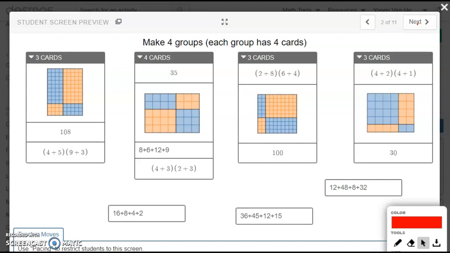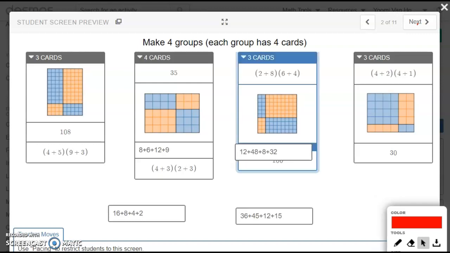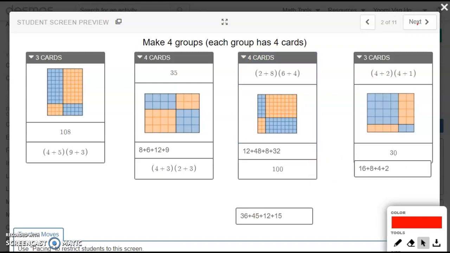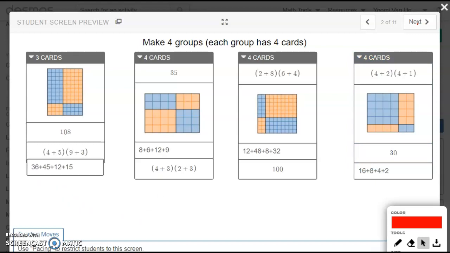Actually, we don't even have to do that. So we have 2 times 6 here, so that's 12 plus 6 times 8 here is 48. We're looking for 12 plus 48. And then we have 8 and 32. This is the one. How many do we have? 4 times 4 is 16 plus 8, 16 plus 8 plus 4 plus 2. That's that one. And so then this one has to go with this.